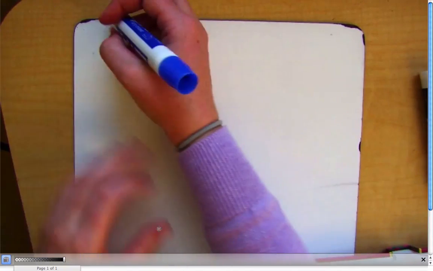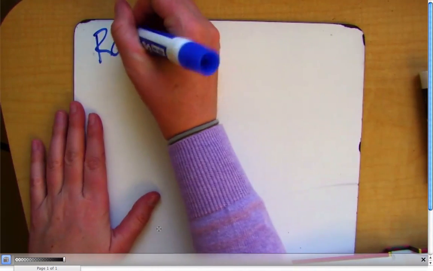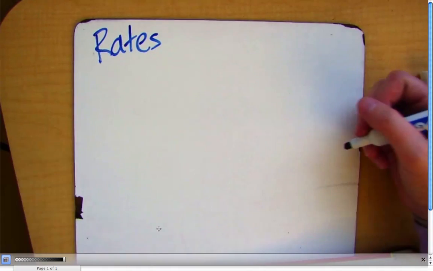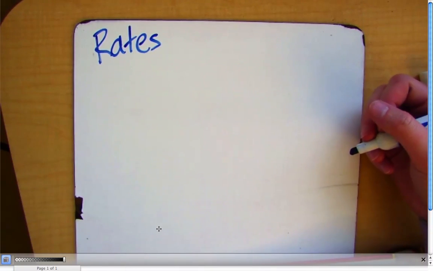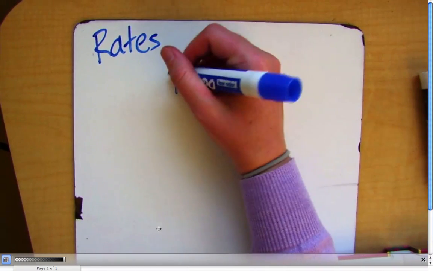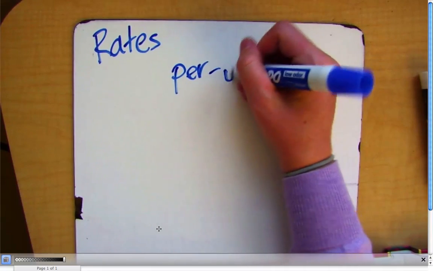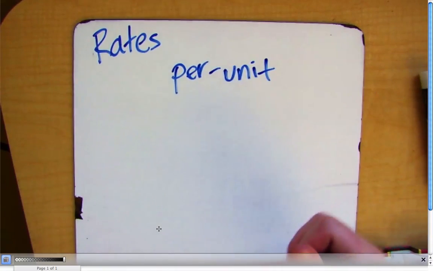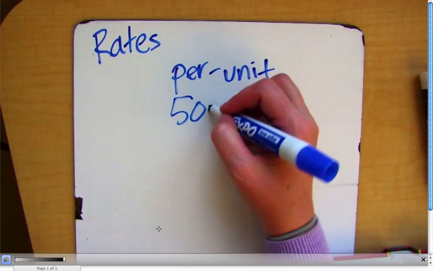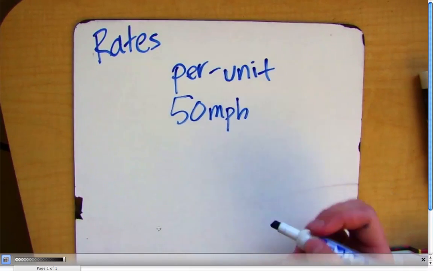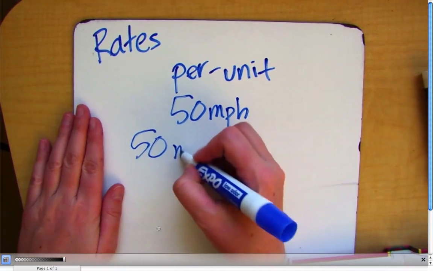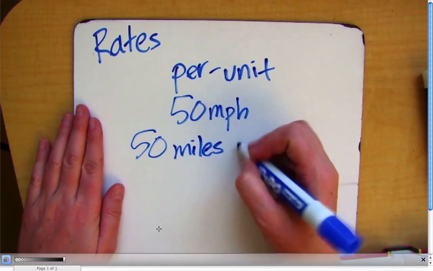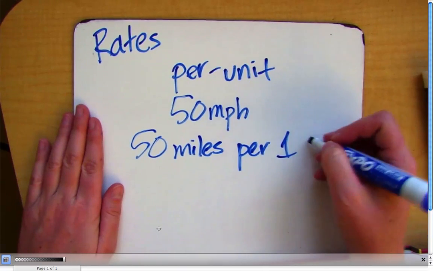Difference between ratios and rates. Ratios have two of the same units. Rates, which is what we're talking about today, have two different units, like miles per hour. And most often, rates are simplified to a per unit. So miles per hour is a great example. When they say 50 miles per hour, what that really means is 50 miles per 1 hour.